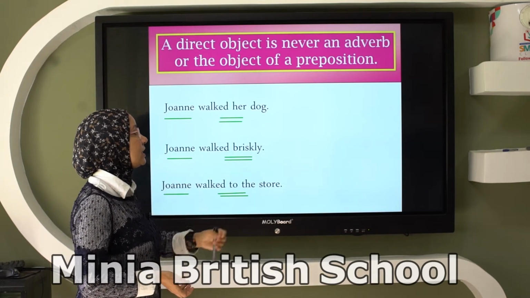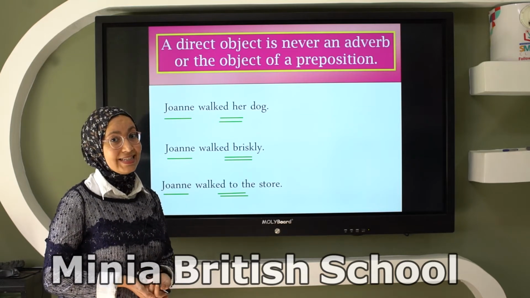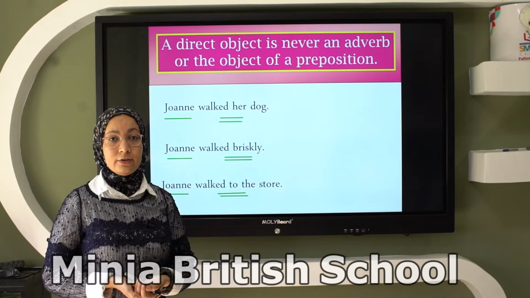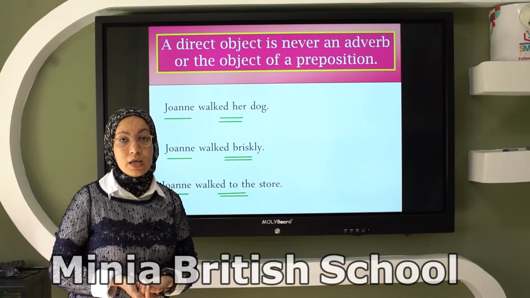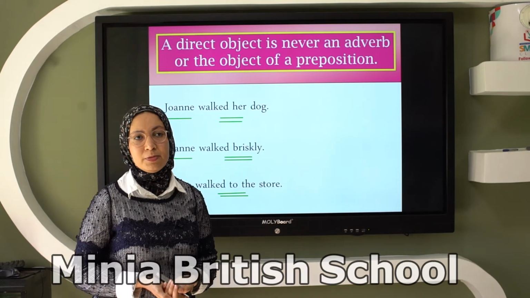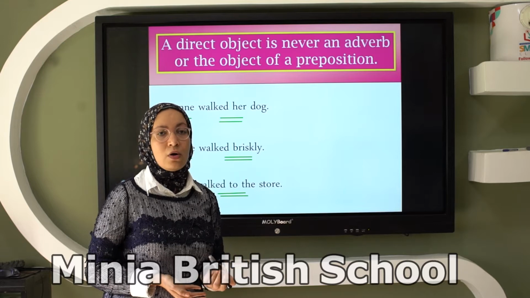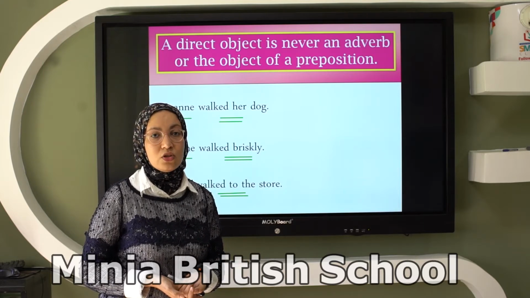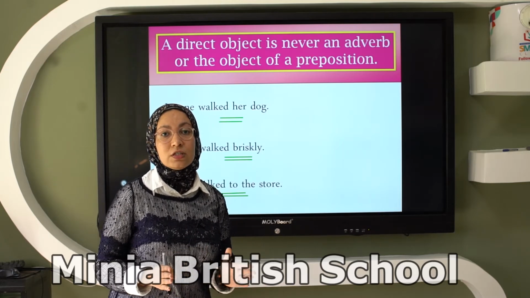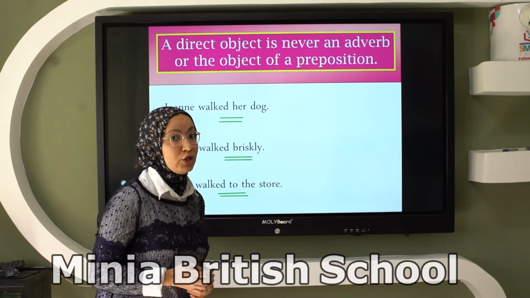How about number 2? Joan walked briskly. So Joan here is the subject, walked here is the action verb, and briskly. Can we consider briskly here as a direct object? Of course not. Why? Because it's an adverb. An adverb just describes the verb. How did she walk? Because the sentence is in the past. How did she walk? Briskly, very quickly. So I can never consider briskly here as a direct object in the sentence.